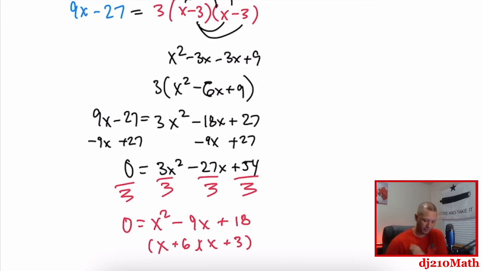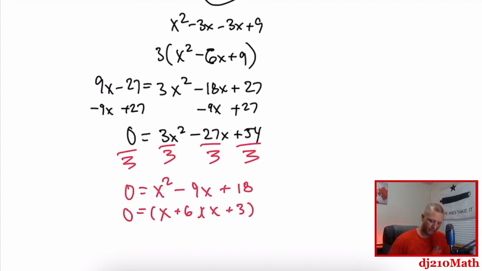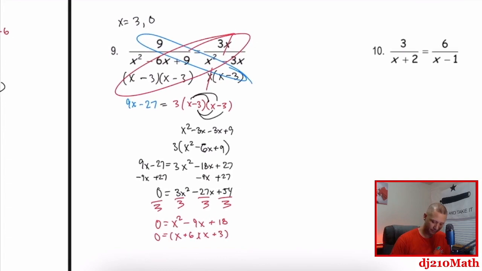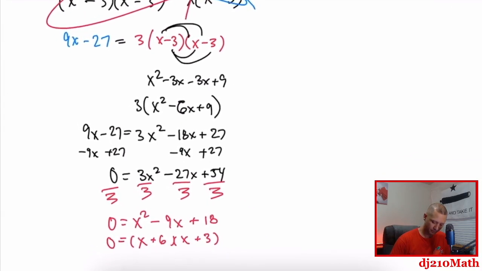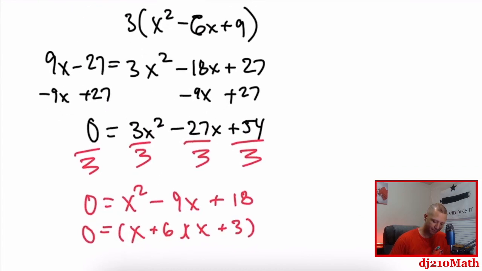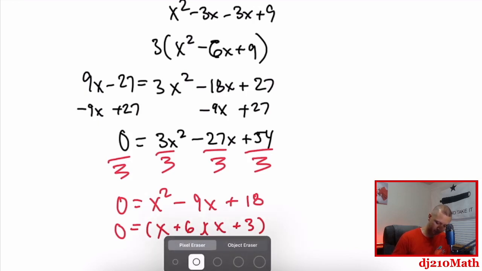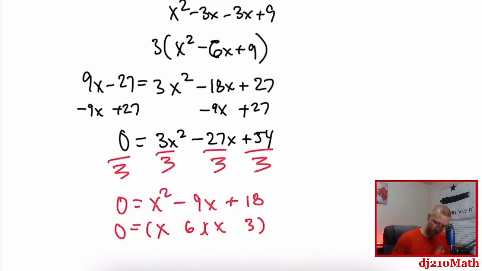All right, so this is going to be x is equal to -6 and -3. But that's not right because of the -9. So they both have to be negative. I can almost hear you yelling at the screen. So this means that x is equal to 6 and x is equal to 3.